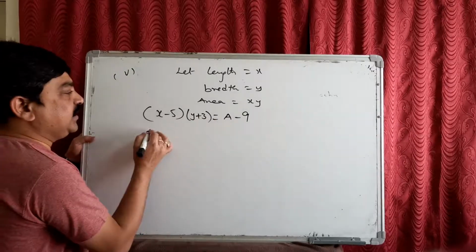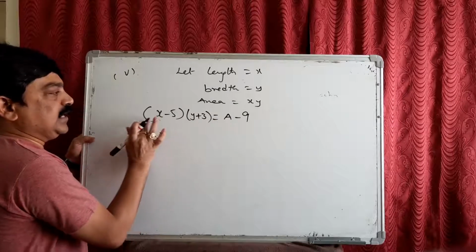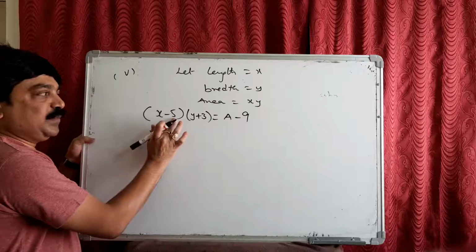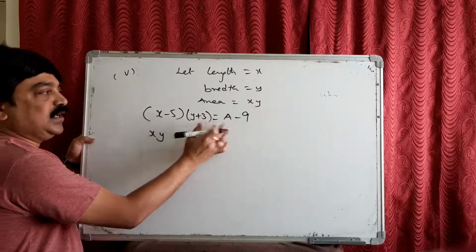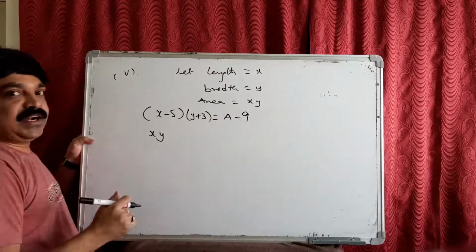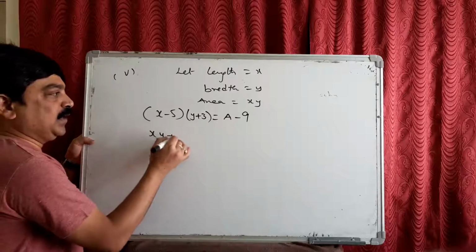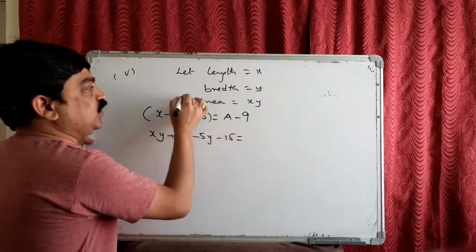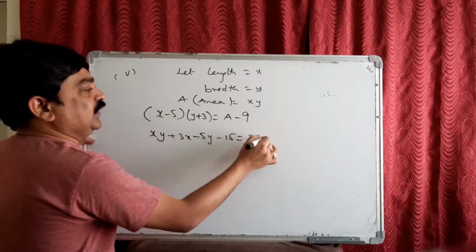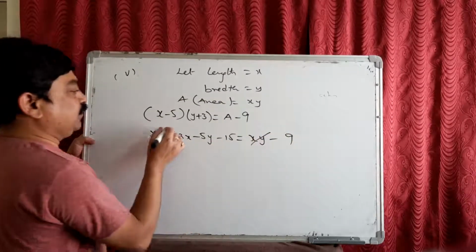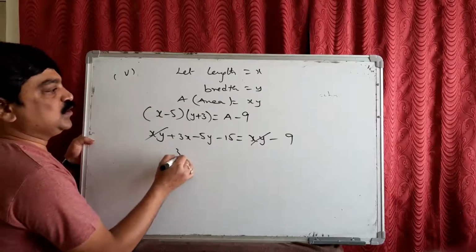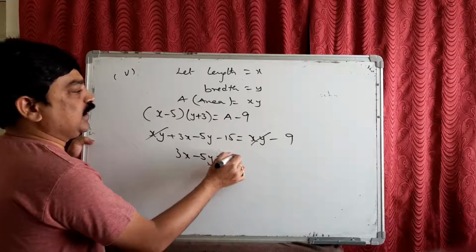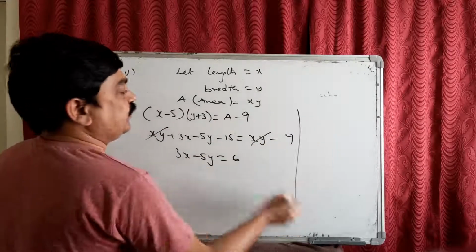Now, what is the area here? Multiply these two. See, length is reduced by 5 and breadth is increased by 3. The area is reduced by 9. This is the first condition. Multiply: 3x minus 5y minus 15. What is the area actually? xy minus 9. You can cancel xy. So the equation is 3x minus 5y is 6. This is the first condition.